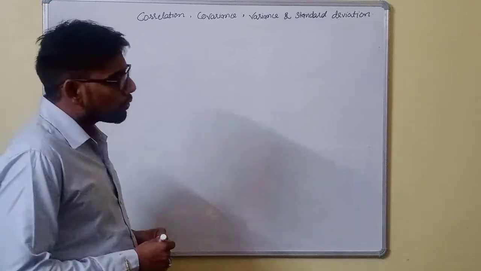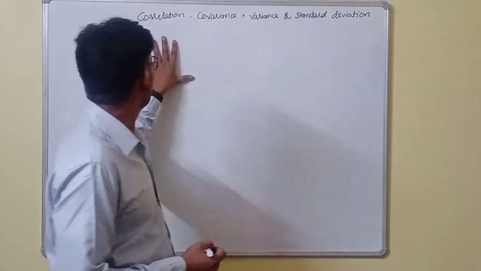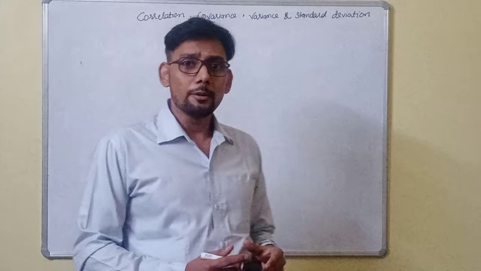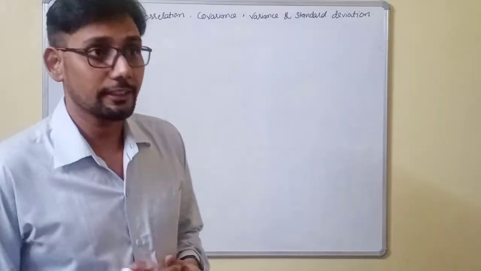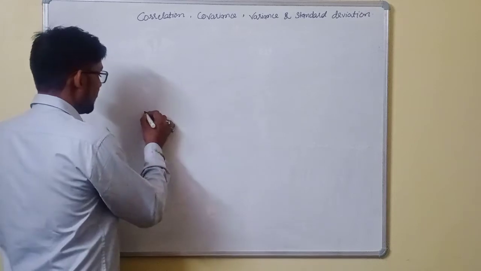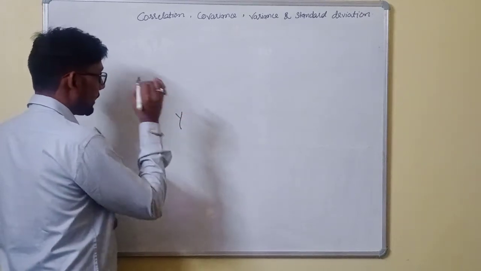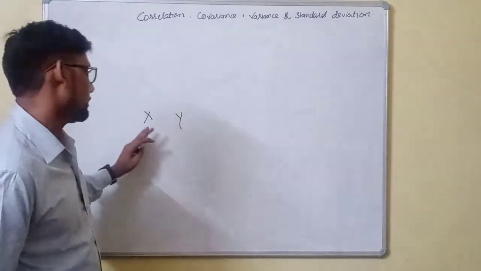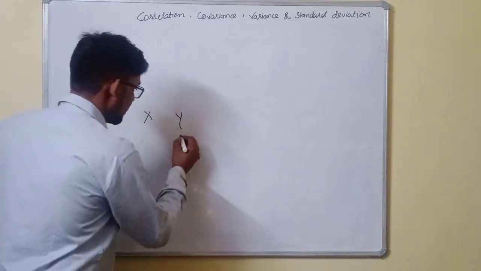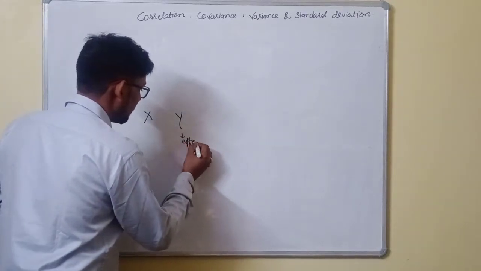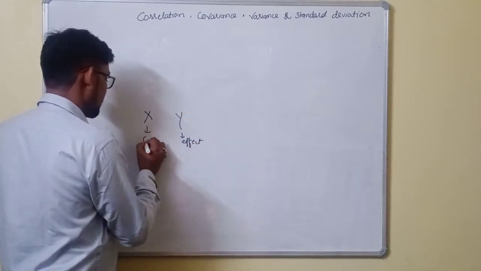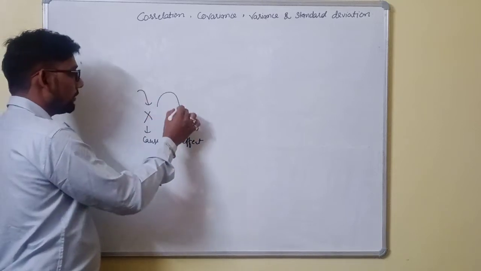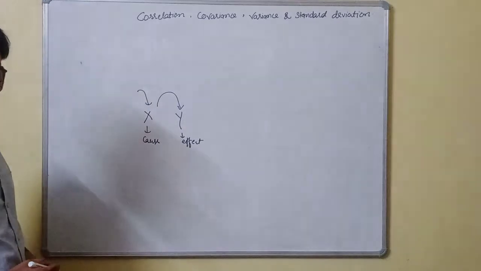So guys, correlation is a statistical tool that is used for measuring the relationship between two variables, right? For example, if you have a variable x and a variable y, generally we say that variable y is the dependent variable and variable x is the independent variable. Variable y is also called the effect and variable x is also called the cause. It means if you change the value of x, how is the variable y affected, right?